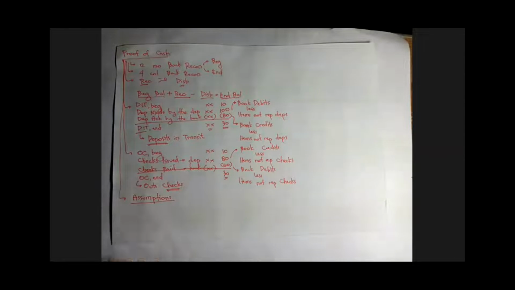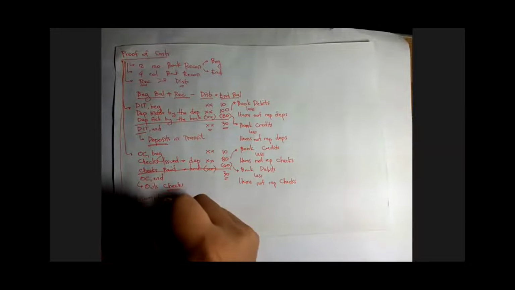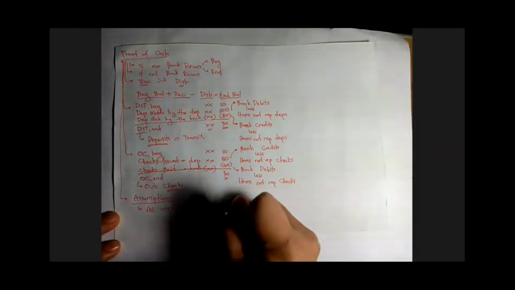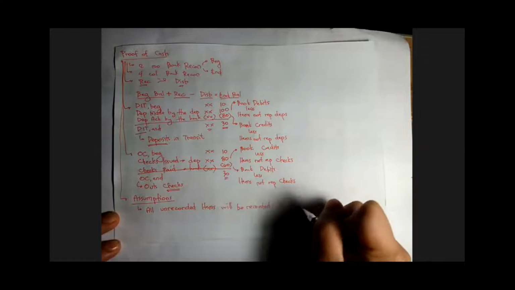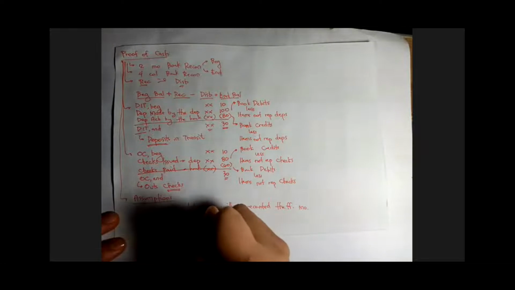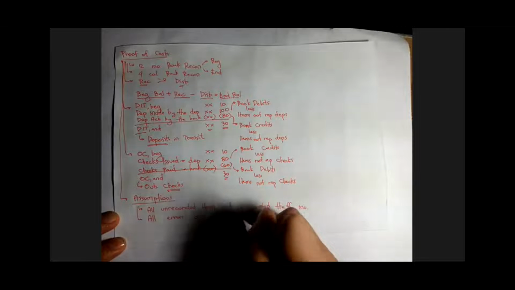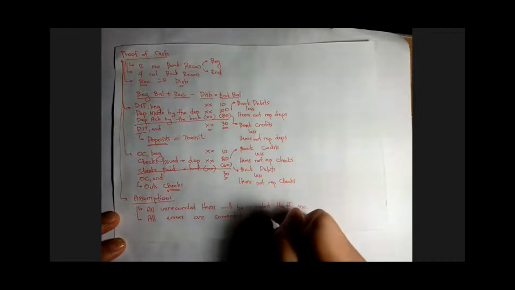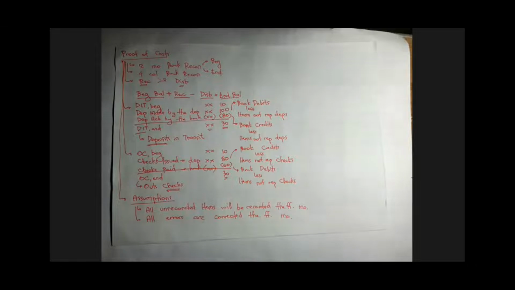So continuing my discussion here sa proof of cash, meron tayong mga assumption na kailangan matandaan. Number 1, all unrecorded items will be recorded the following month. Then second assumption is all errors are corrected the following month as well. Bakit ganyan ang assumption natin?